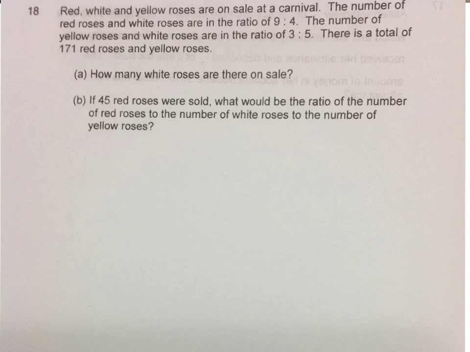Okay, question 18. Red, white and yellow roses are on sale at a carnival. The number of red roses and white roses are in the ratio 9:4. So red is to white, the ratio is 9:4. The number of yellow and white roses are in the ratio 3:5. So yellow is to white, 3:5. Let's stop here for a while first. You know that the white roses are the same. So we need to find a common multiple for them.